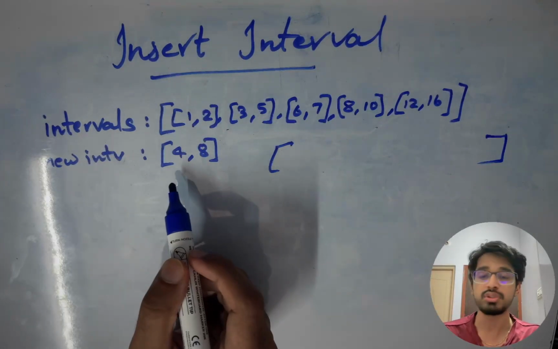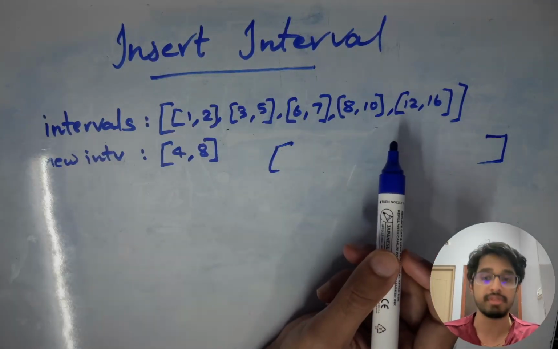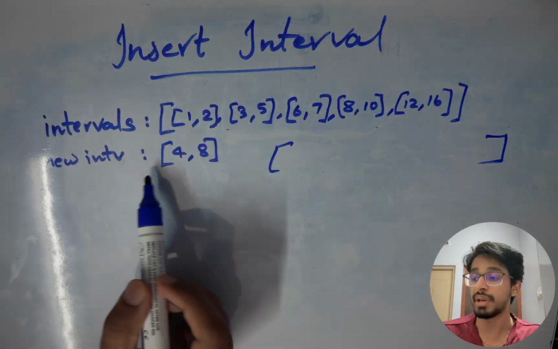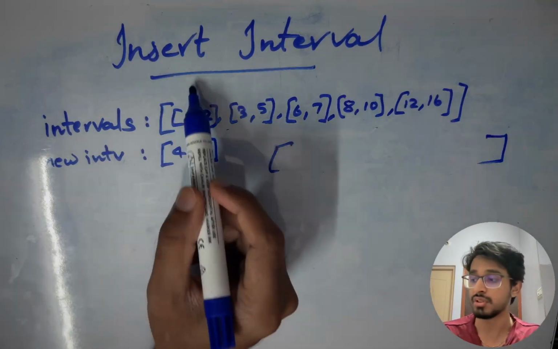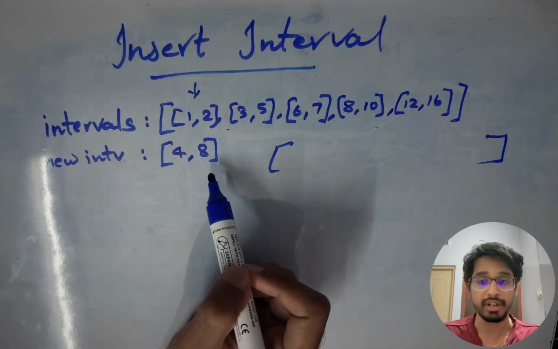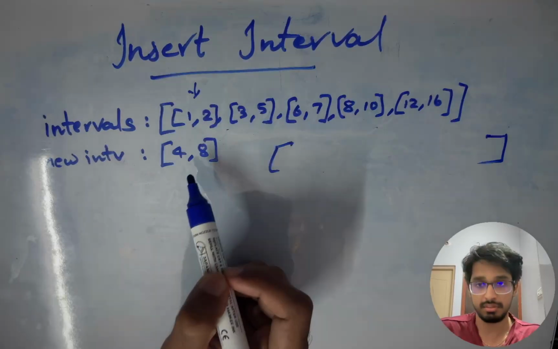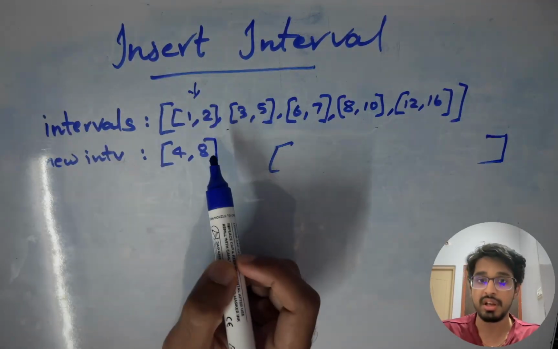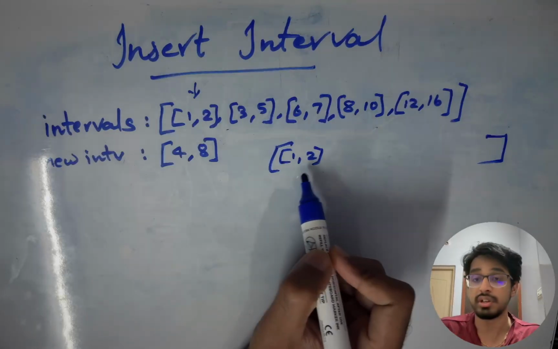Currently we need to loop across all the intervals that we have within this intervals array, and compare each one with this new interval. Okay, so let us start with the first one. Here the numbers 1 and 2 and the new interval 4 and 8, do they actually overlap? 1 and 2 is separate, 4 and 8 is different, so they don't overlap, right? So we just add 1 comma 2 to this new array.